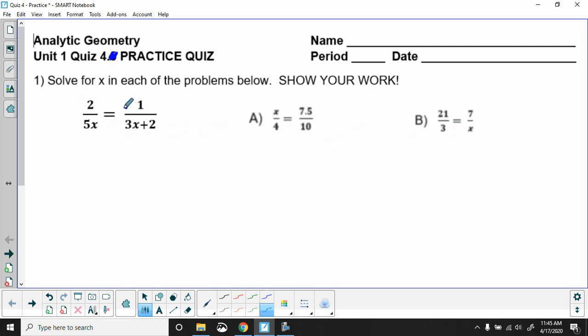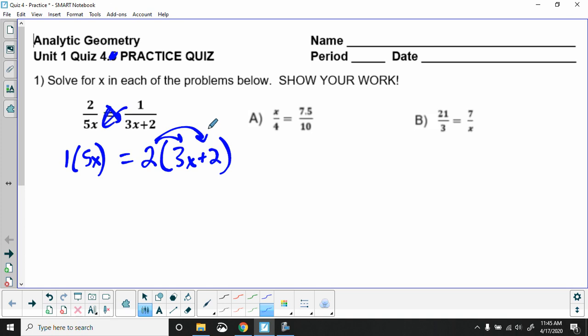So remember, you need to cross multiply. 1 times 5x is going to be 1 times 5x. And then this is 2 times 3x plus 2. Don't forget the parentheses because you're going to need to distribute. First of all, 5x times 1 is 5x. 2 times 3 is 6x. 2 times 2 is 4. Boom. Let me fix this.